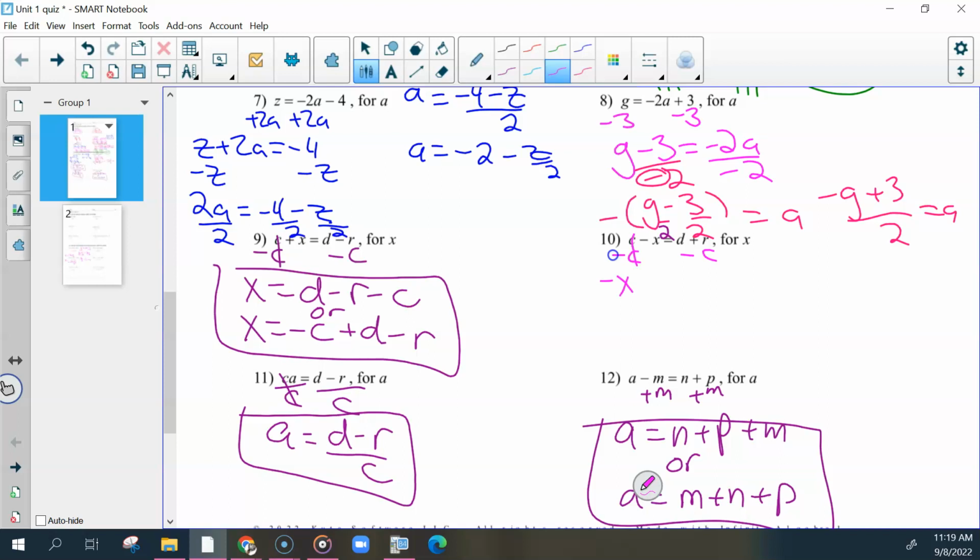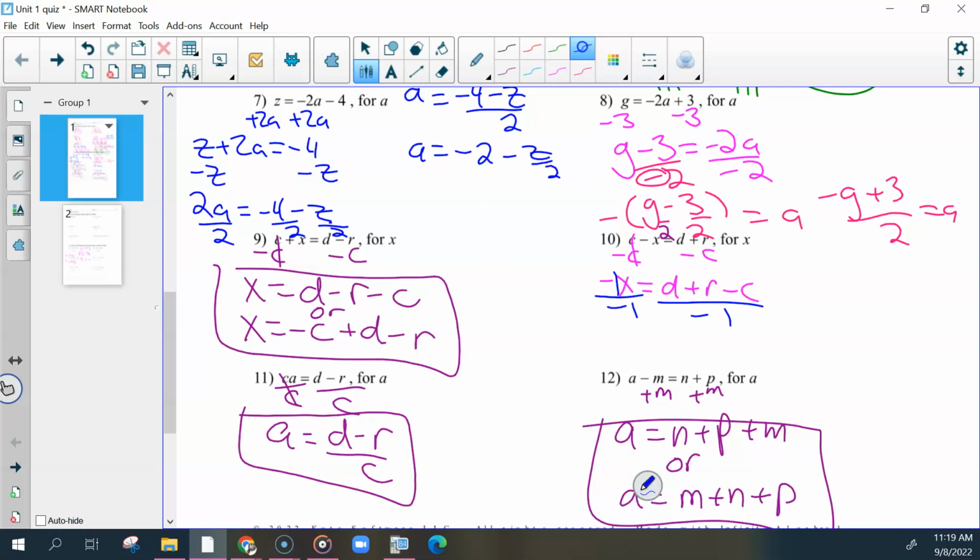Then we have negative X equals D plus R minus C. The biggest problem I saw here is if you move C to the other side, we forgot to include the negative with the X, and then thought we were done, but we weren't. So we still got to get X by itself. We need to remember that this is really a negative 1. So we need to divide everything by negative 1. You can do this all at once or separately, doesn't matter. But regardless, all of your signs are going to change.